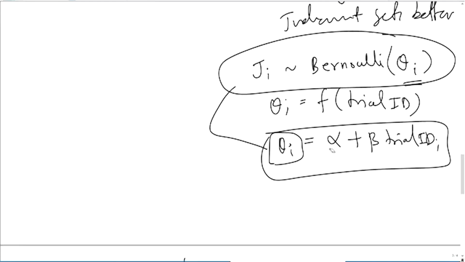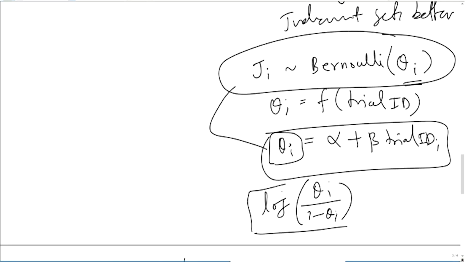And how do we apply the transformation? What you can do is define a logit: you transform theta onto a logit space. Logit space is basically log of theta I divided by 1 minus theta I. Now this transformation of theta is in an unconstrained space. So this function can take any value between minus infinity and plus infinity. I will show the properties of this function.